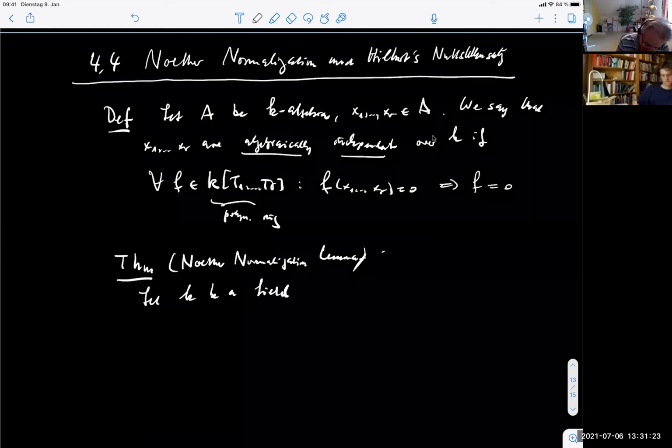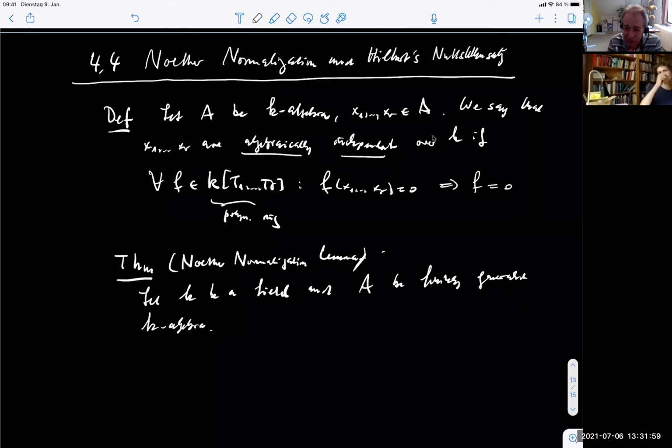And A is a finitely generated K algebra. Okay, good. So it's about the structure of finitely generated K algebras. The statement is you can find algebraically independent elements in A.